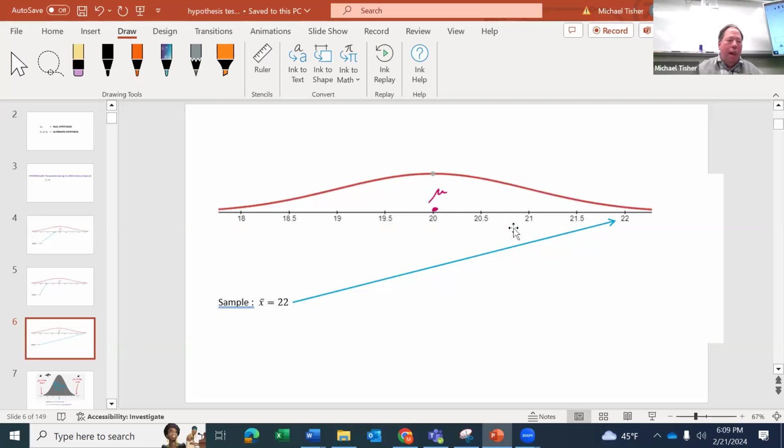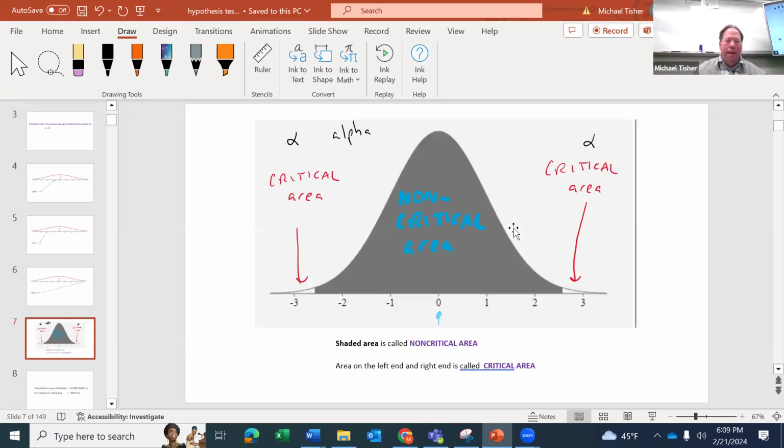Okay, but now a good question is, when do we know how far is far enough? Like how far do we have to go away from the mu in order to say that mu is not true? Okay, well, we have some terminology for that. If you're in the non-critical area, the mu still might be true, but if you get out in the critical area, which is pretty far away, then that guess is pretty false.